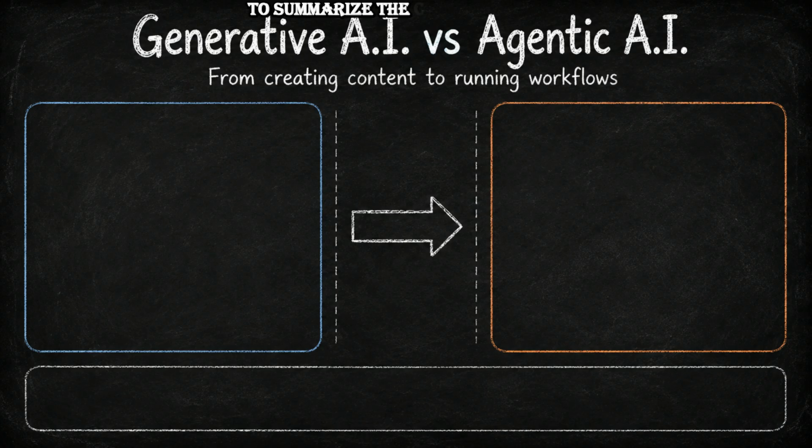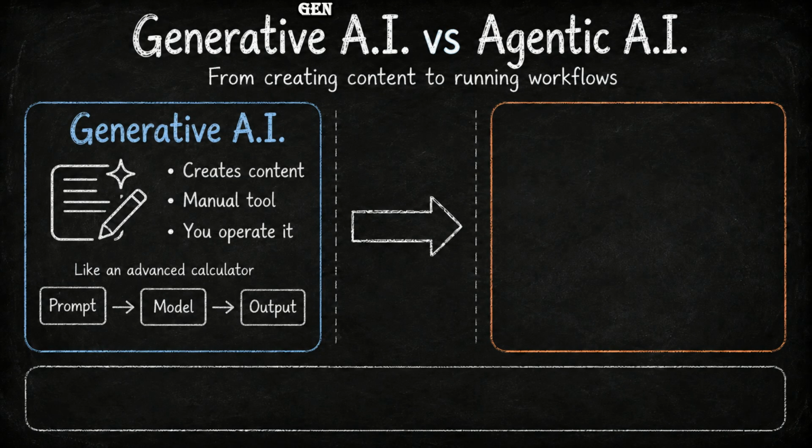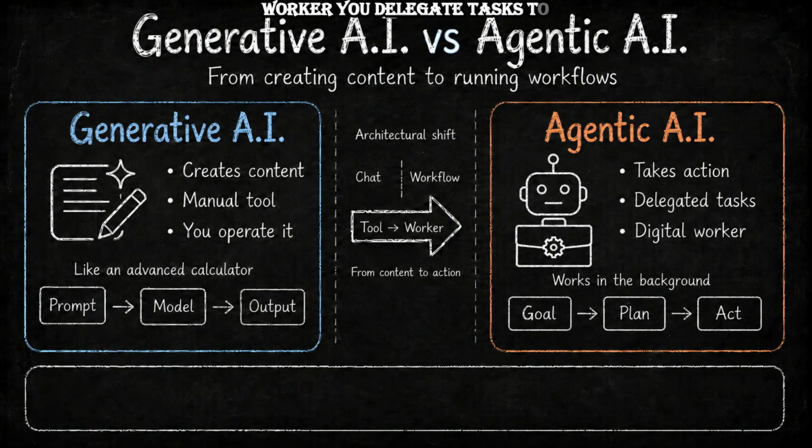To summarize the core difference, generative AI creates content. Agentic AI takes action. Generative AI is a tool you manually operate, like a highly advanced calculator. Agentic AI is a digital worker you delegate tasks to.